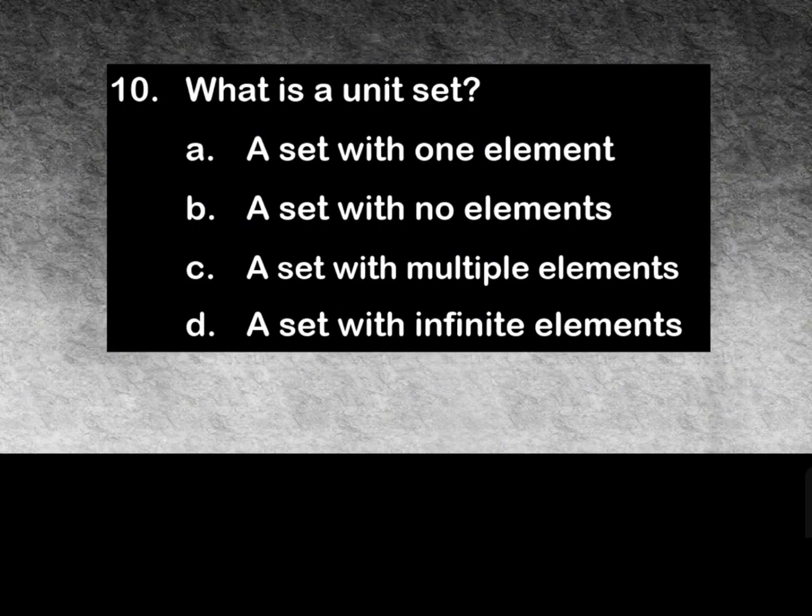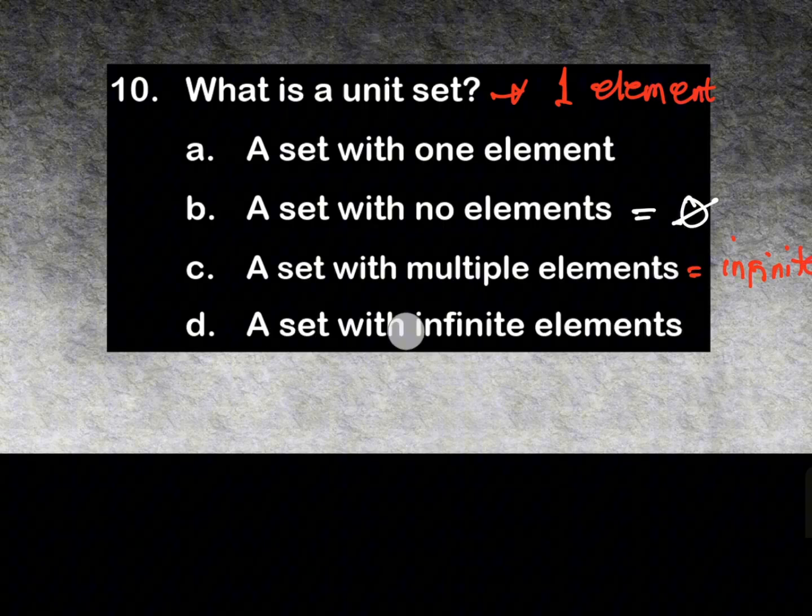What is the unit set? A unit set is a set with only one element. By looking at the choices, the correct answer is letter A. A set with no element is an empty or null set. A set with multiple elements or infinite set. And so with letter D, a set with infinite elements. So the correct answer is letter A.